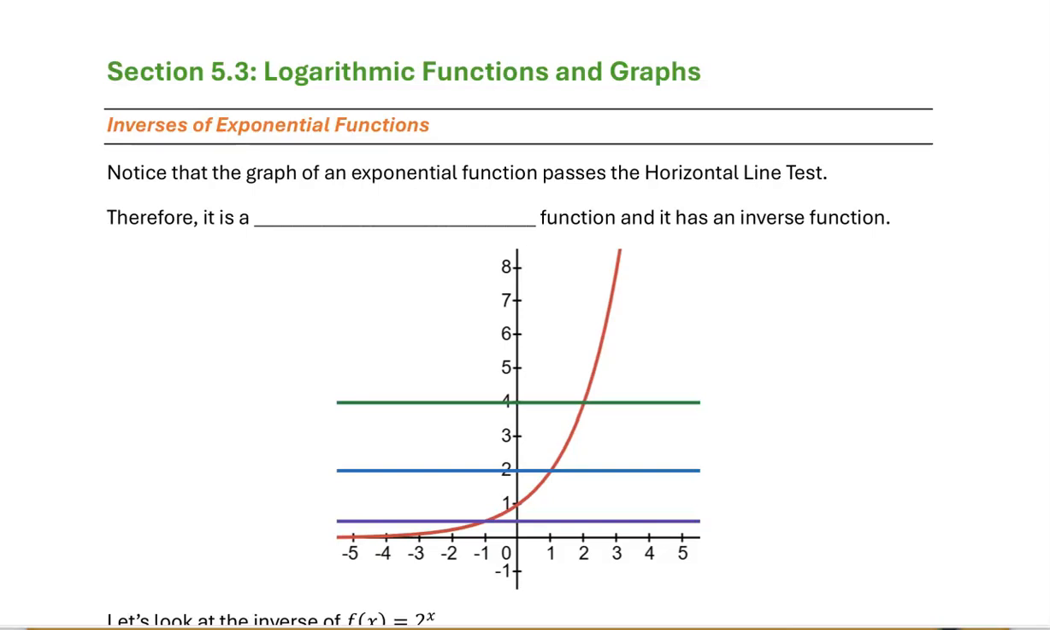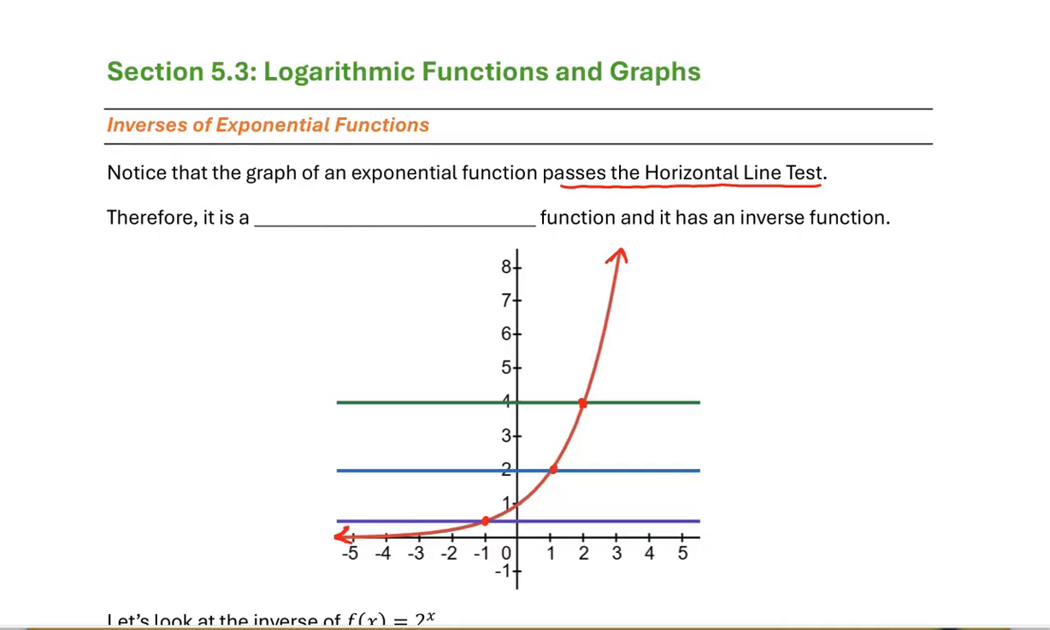So I have here the red curve, which is the graph of the basic 2 to the x exponential function, right? We got the horizontal asymptote along the x-axis as a baseline going to the left, and we got the explosion upward on the right. And I have a series of horizontal lines, the purple, the blue, and the green, representing the horizontal line test. Notice how the purple line only crosses once, the blue line only crosses once, the green line only crosses once. Any horizontal line is only going to cross once, so it passes the horizontal line test.